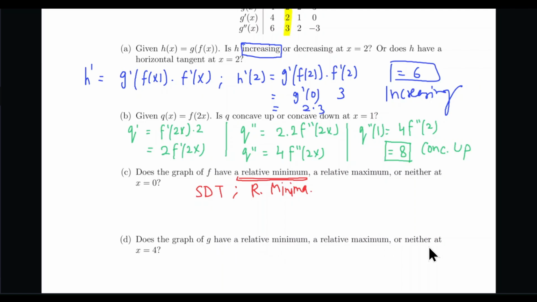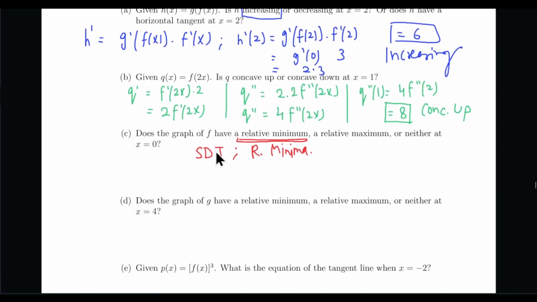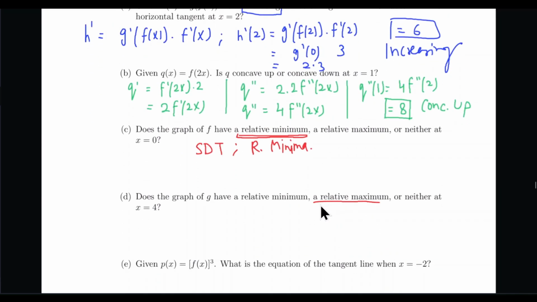Does g have a relative extrema or neither at x equal to 4? Let's figure out. At x equal to 4, is g prime 0? Yes, it is 0. At x equal to 4, g prime is 0. And g double prime at x equal to 4 is negative, which means that again using the second derivative test, this time it is a local maxima. So using the second derivative test, it is a relative maxima.